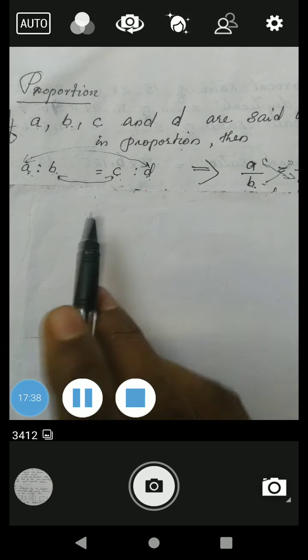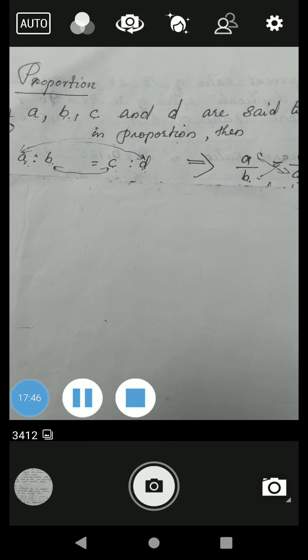Now we are going to learn about proportion. What is proportion? If four quantities are in proportion, that is A, B, C and D, four quantities are said to be in proportion, we can write A is to B is equal to C is to D. That is, left side becomes A by B, right side C by D. That is what proportion.